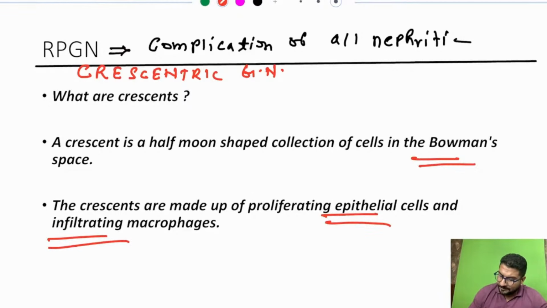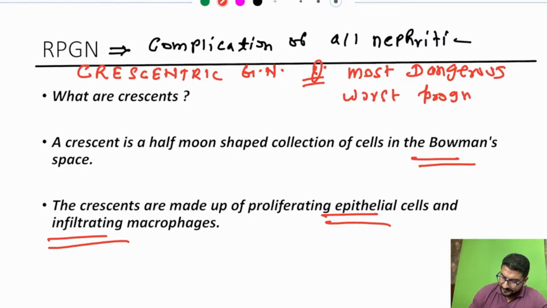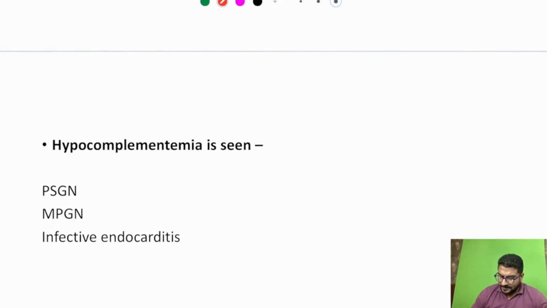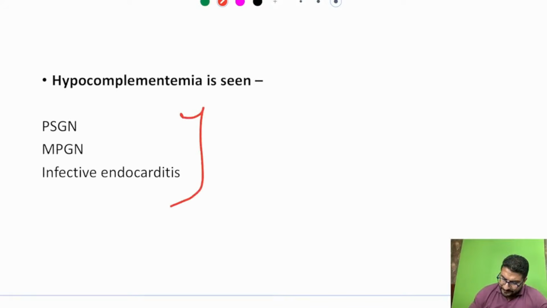So RPGN is a complication. But understand what they ask you. They ask you this is the most dangerous type, and this will have the worst prognosis. Means in 1 to 2 weeks patient will have total kidney failure. So these are the MCQs which you have to remember on RPGN. Okay, low complement you will see in PSGN and MPGN and infective endocarditis. These are the vasculitis. So they ask you all except questions. So hypocomplementemia you will see in all except. This type of question they ask in exam.